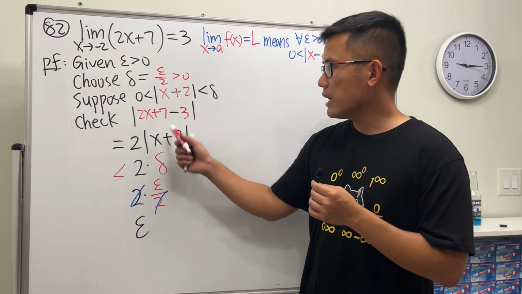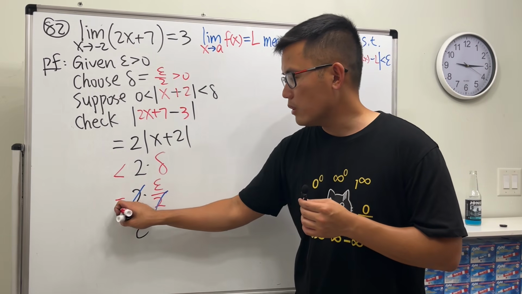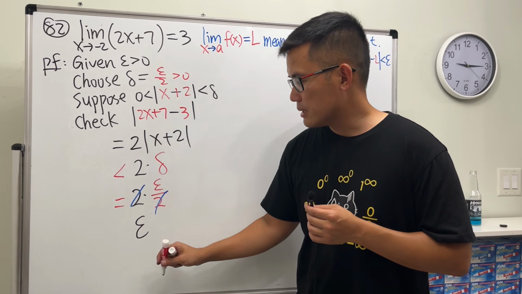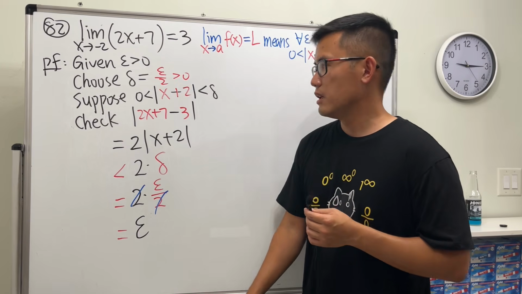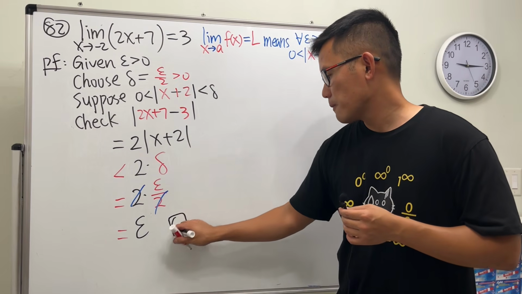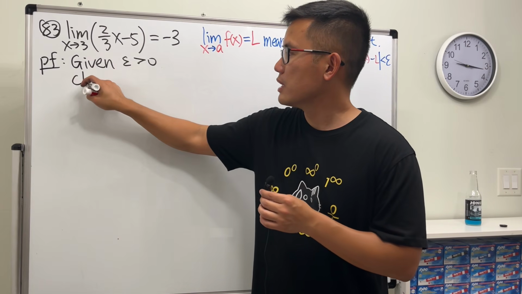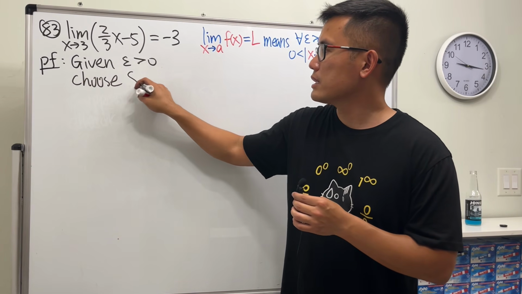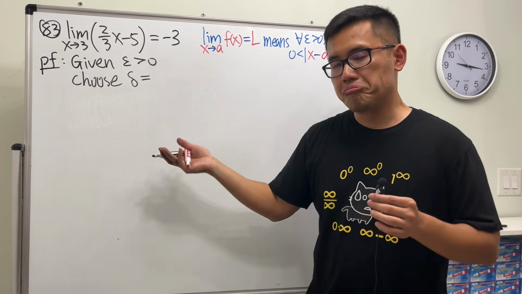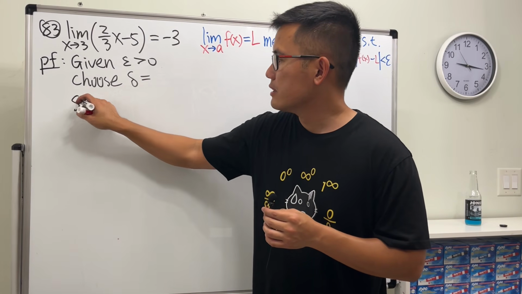And because delta is epsilon over 2, so we put an equal sign. Likewise, this is just simplification. We put an equal sign, and then we're done. Epsilon greater than 0. Next, we are going to choose what? Choose delta to be what? Don't know. Leave it.